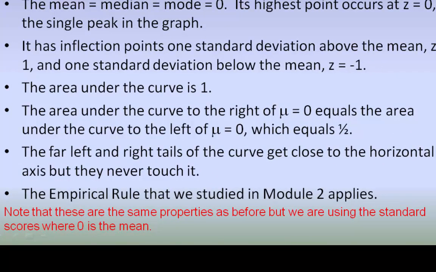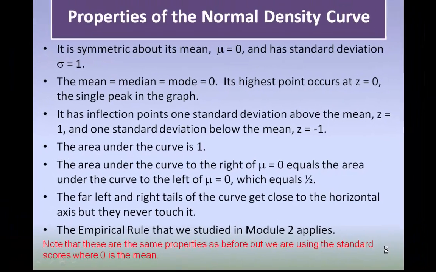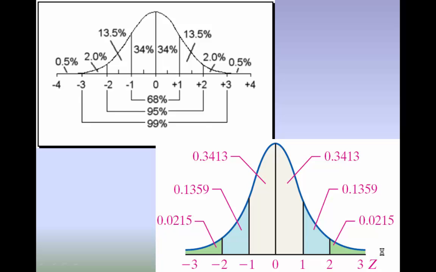Note that these are the same properties as before, but we are using the standard scores where 0 is the mean, but the shape of the normal curve is exactly the same. And this should be getting familiar to you at this point. The top is the standard normal curve with percentages, and the bottom graph has decimals instead of percents.